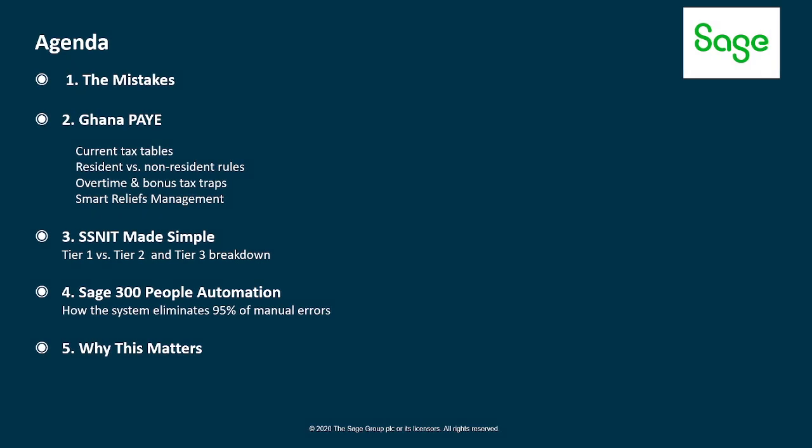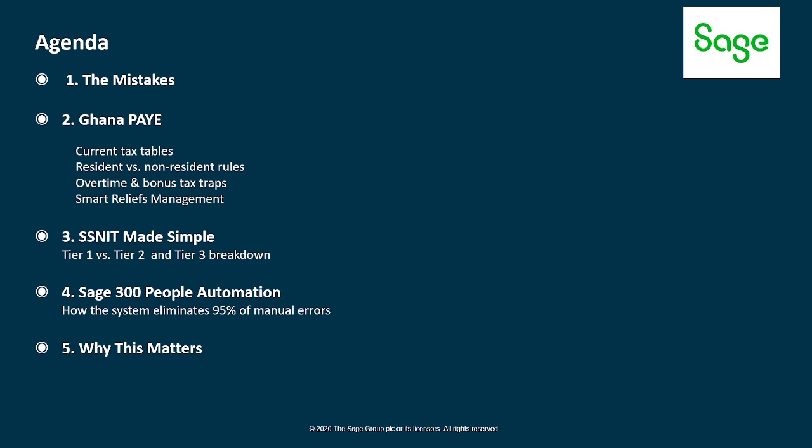The agenda. First, we will talk you through the common mistakes in terms of compliance with payroll legislation in Ghana. Number two, we will explain the details of PAYE, the current tax tables, the annual rates, the monthly rates. We will also explain the resident versus non-resident rules, overtime and bonus tax traps, and how you can make your staff benefit from the relief system we have in Ghana.